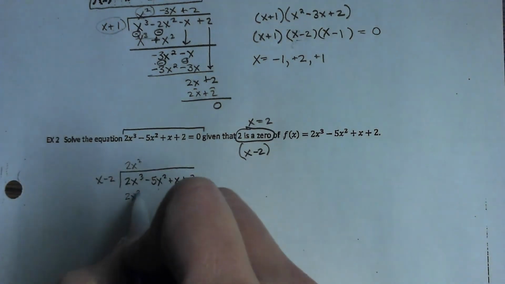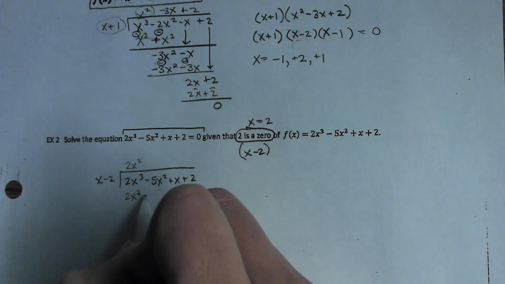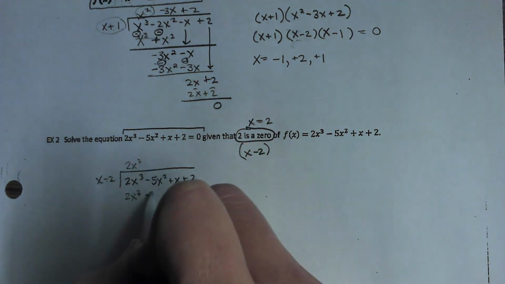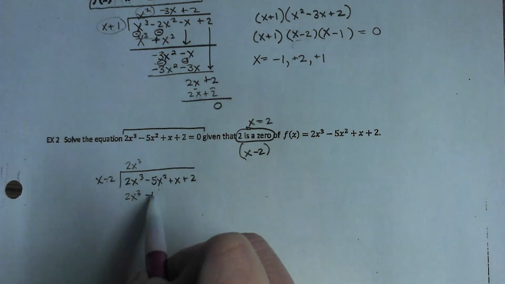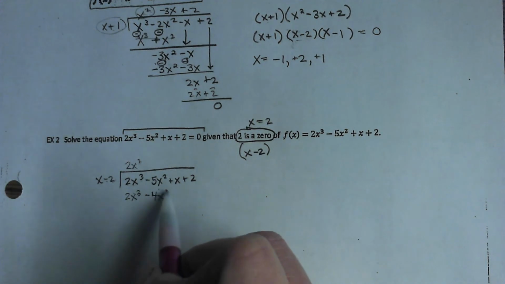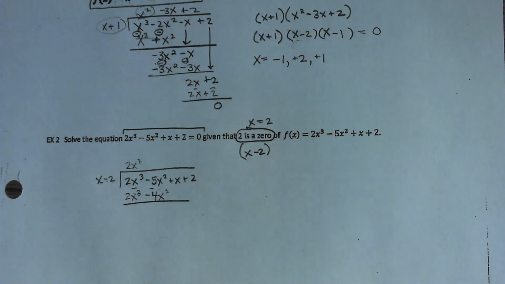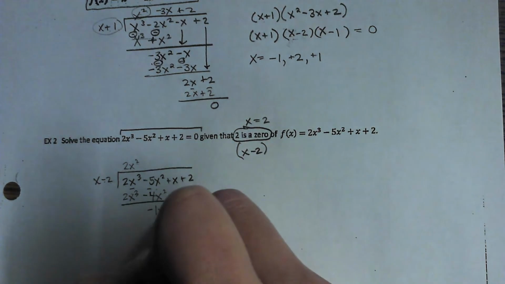Yeah, and 2x squared times negative 2 is 2x squared times negative 2. Nope. 2 times negative 2 is negative 4x squared. Subtraction, negative 5 plus 4 is negative 1x squared.